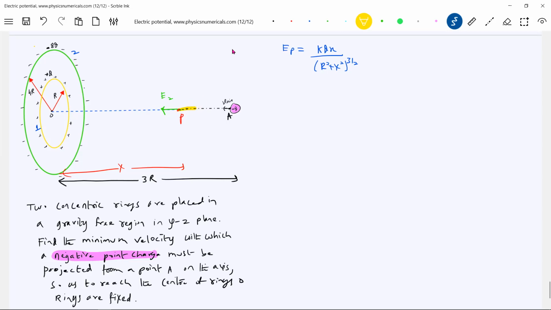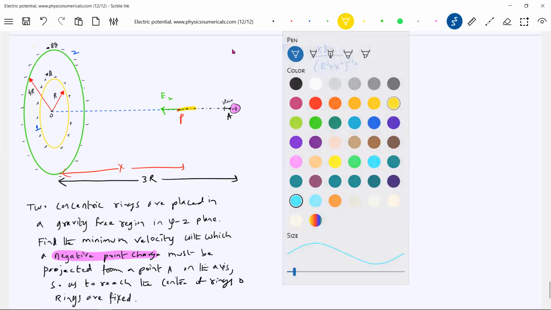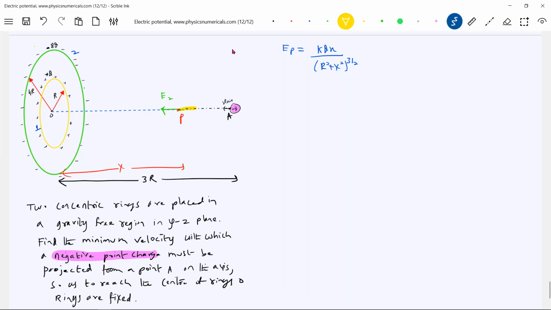I need another color. Hope you are able to see that yellow color. So these two fields are in opposite directions, therefore I should take the vector sum. One step, I'll write it. What is x? x is the distance of point P where we are finding the field. This should be equal to the radius of the larger ring.